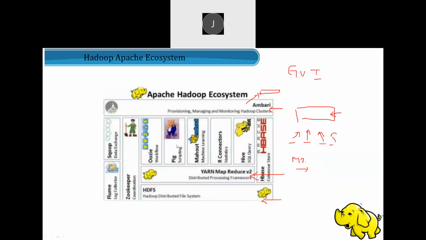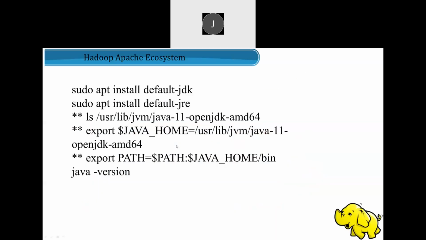So for our ecosystem you need Java. Java 8 is the only version that works with Hadoop; only it is tested. You can Google which ecosystem Hadoop will work on properly. Hadoop is written in Java, and you need Java 8 installed in your Ubuntu so that Hadoop will run. HDFS will run on it, and you can run MapReduce jobs or tasks.